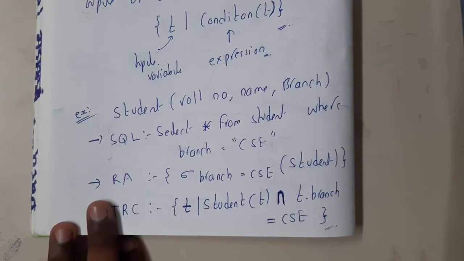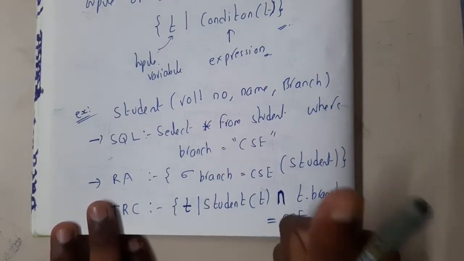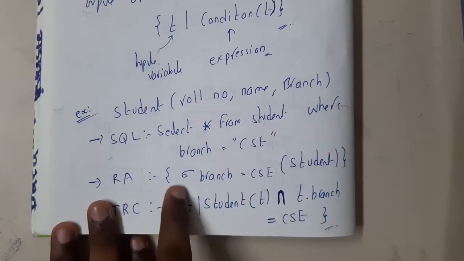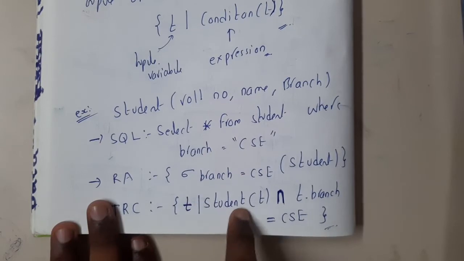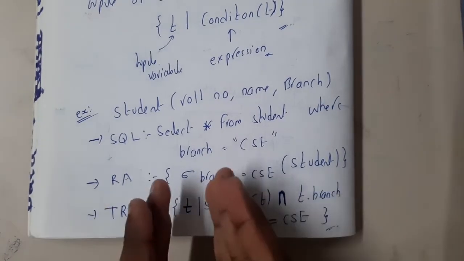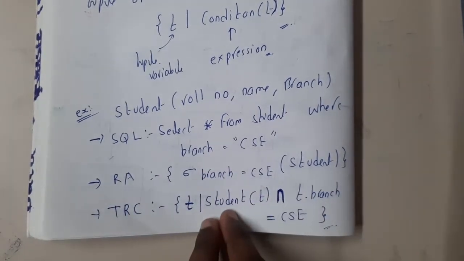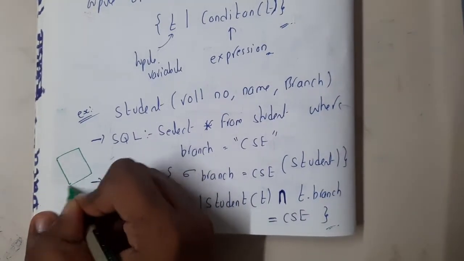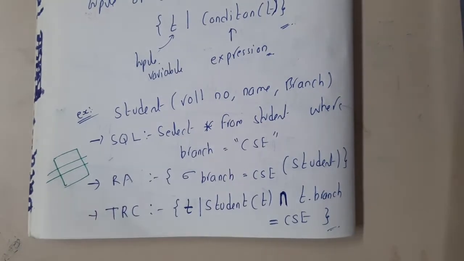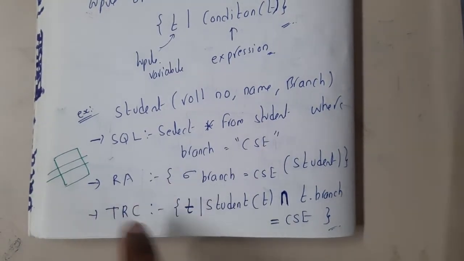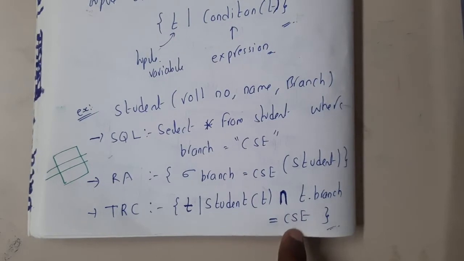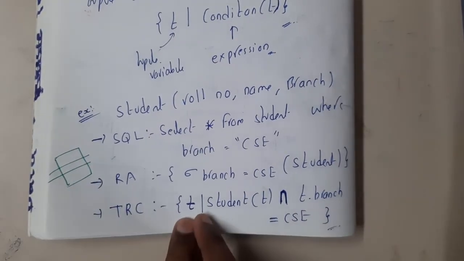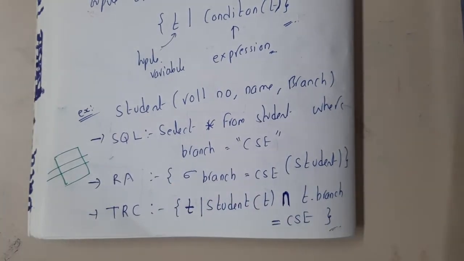We are also checking in which table. Is the table name T? No, the table name is student. That is the reason for T such that student of T. This T is a tuple which belongs to student. At any moment of time, this T will map to a particular row, a particular tuple. It is going to check tuple by tuple whose branch is CSE, and if their branch is CSE, it will print it. That's it. That is the reason why this is popularly called tuple relational calculus, TRC.